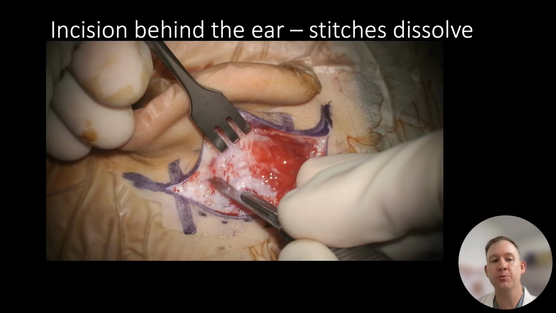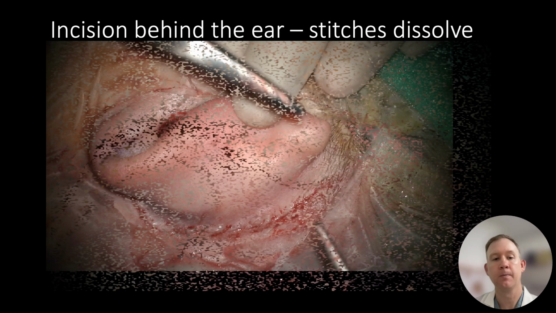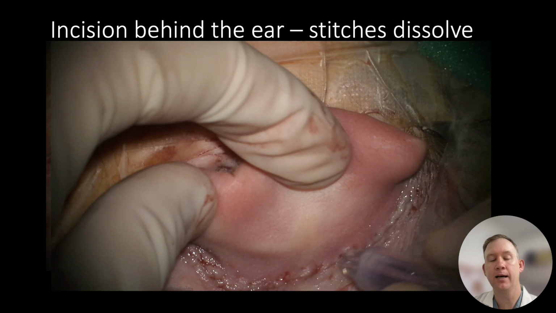If we do make an incision behind the ear like this, we'll place stitches at the end. These stitches are very fine, very small, and they will dissolve. And then I will often add a little bit of skin glue or skin adhesive on top of that to help the healing process along.